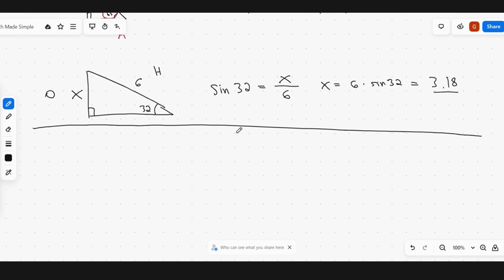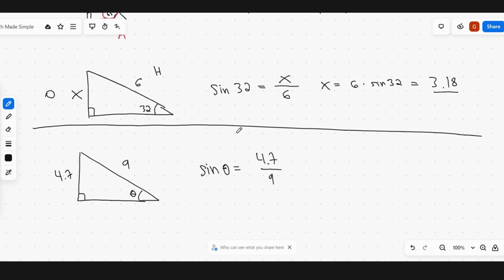Now, if we want to solve for an angle, let's see what happens. We'll take the example of an angle theta. It's a right triangle, and we're given the opposite side has a length of 4.7, and the hypotenuse has a length of 9. Well, we can see that we're using an opposite, hypotenuse, and angle, so sine of theta is equal to 4.7 over 9.